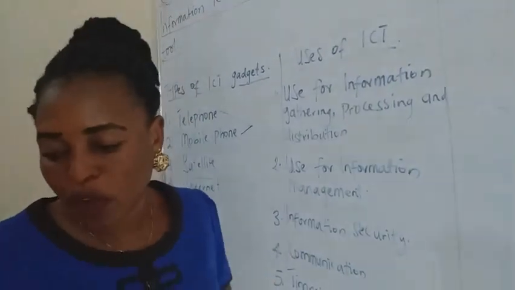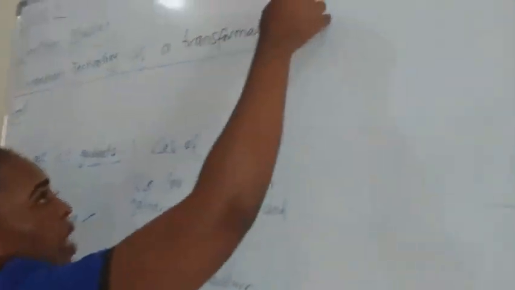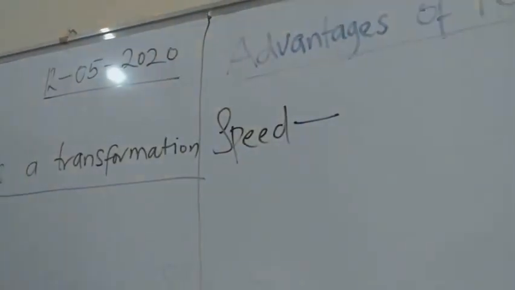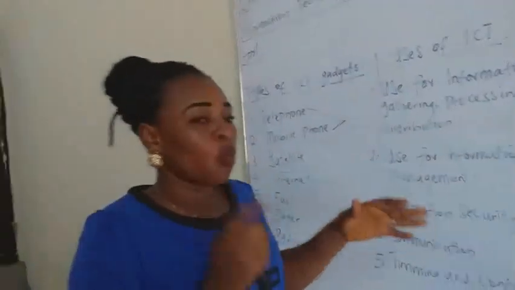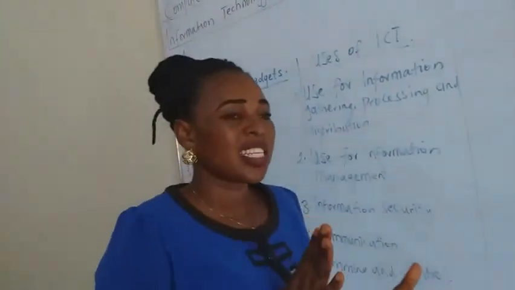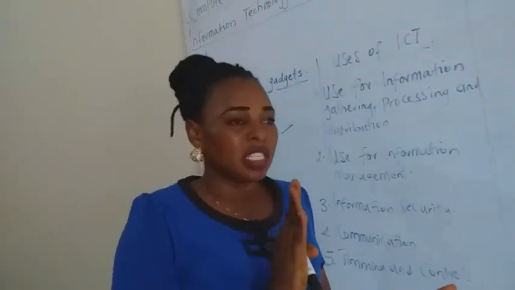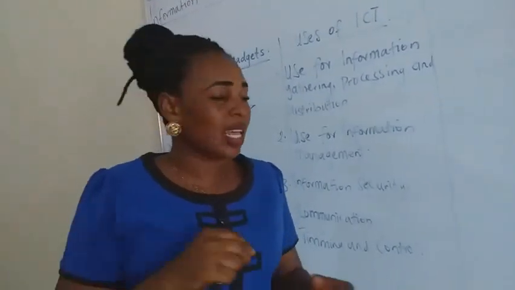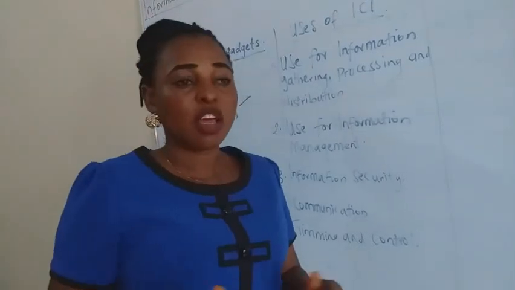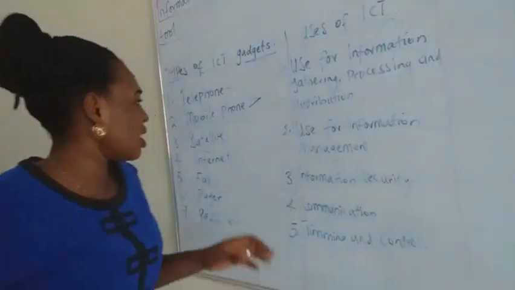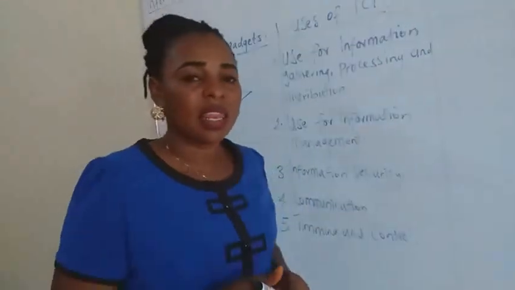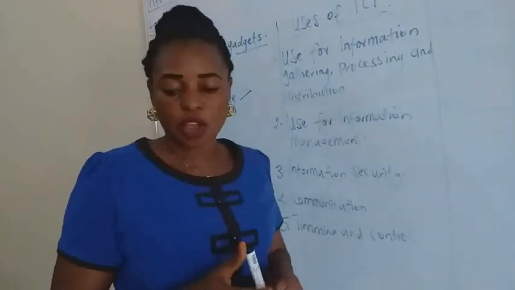Now, one of the benefits of ICT is speed. Remember the example I just gave? Speed. When you are making use of ICT gadgets, what you are very sure of is speed. Immediately I send a message, in the next 5 seconds, it tells me delivered, and the person gets it. It's as simple as that. So information gadgets have helped us to pass information with a very high level of speed and accuracy.